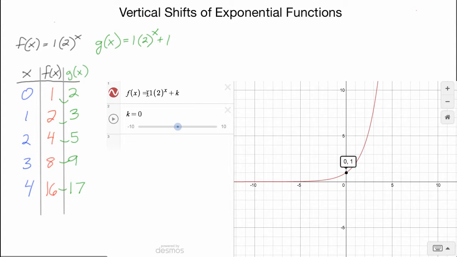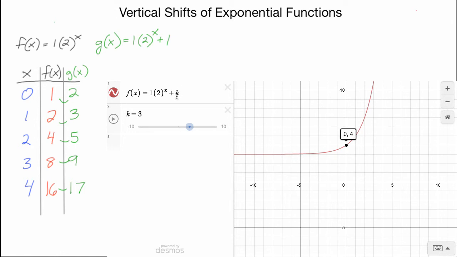Okay, so now let's play around with this function. We're going to pick some different values for k and really make sense of what's happening here. So I'm going to make k 2 to start off with. So instead of adding 1 like we did earlier, now we're adding 2 to the function. And look at what happened. It went from 0, 1 up to 0, 3. For all these other points, the whole entire function moved up 2 units. If I make k 3, now it moves up from 0, 1 to 0, 4. So it went up 3 units.